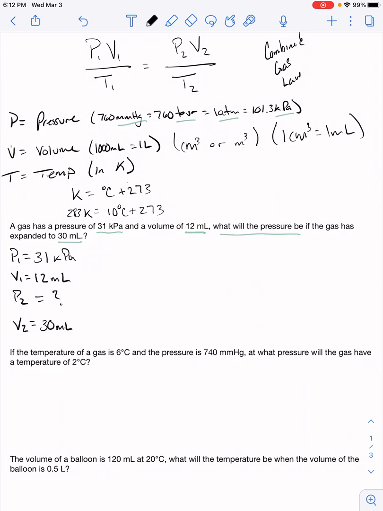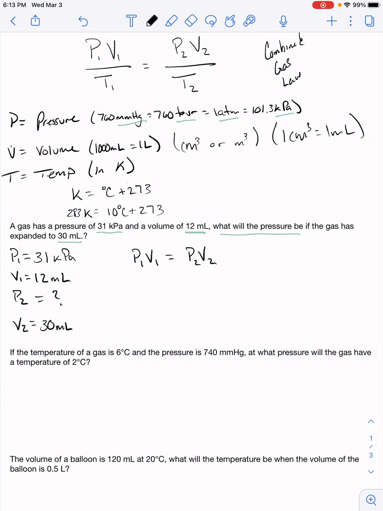So even though my equation is pressure 1 times volume 1 over temperature 1 equals pressure 2 times volume 2 over temperature 2, I'm going to change that and just remove the temperature component because temperature wasn't mentioned and it's assumed to be constant. So here I'm going to deal with P1 times V1 equals P2 times V2. After I remove that variable, it's just substituting into the equation, and then from there, doing the algebraic steps in order to solve for our unknown variable.